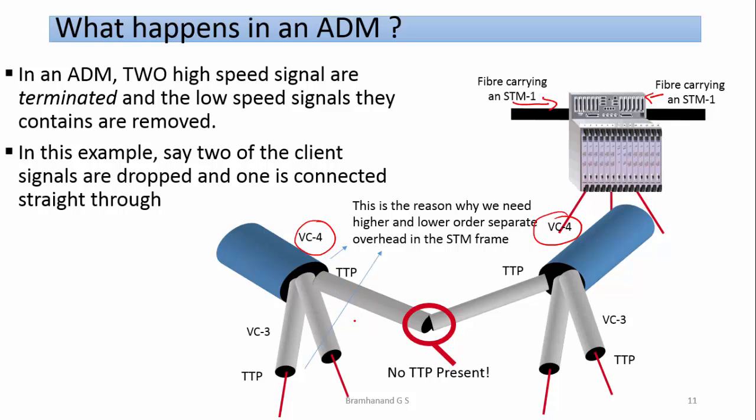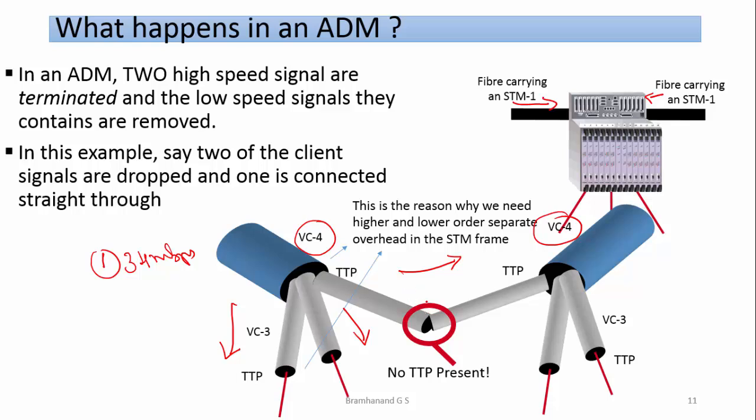We know that a VC4 will have 3 VC3 trail termination points. Assume that I want one of the 34 Mbps signals to pass through, and I want to take out only 2 34 Mbps signals out of this VC4. It means that I would have only 3 trail termination points at this particular trail, and I would not have 4, as we discussed in an example in the last slide.